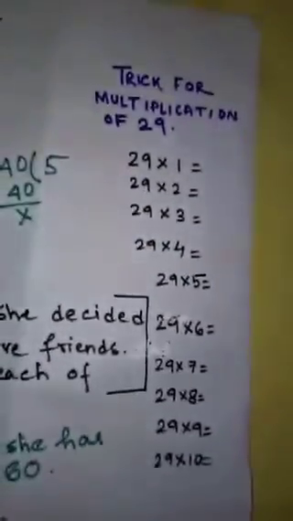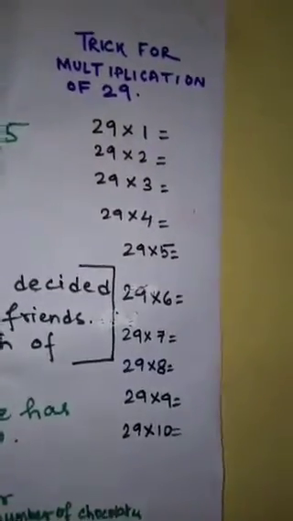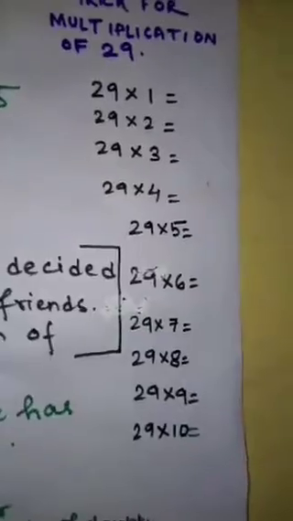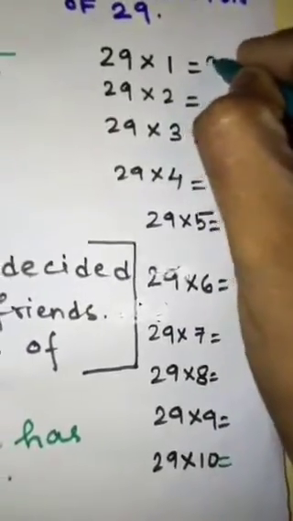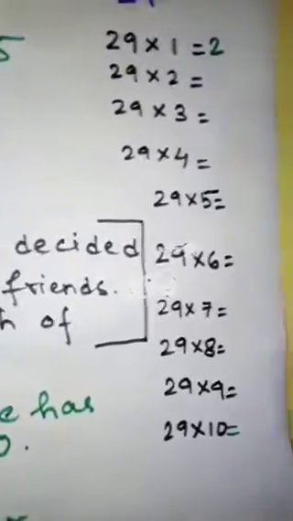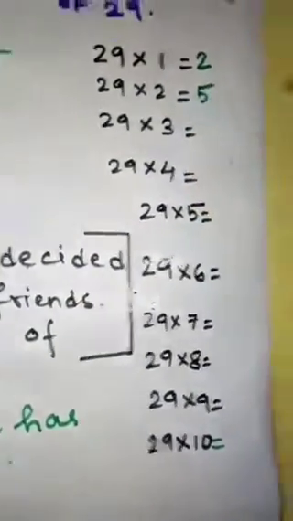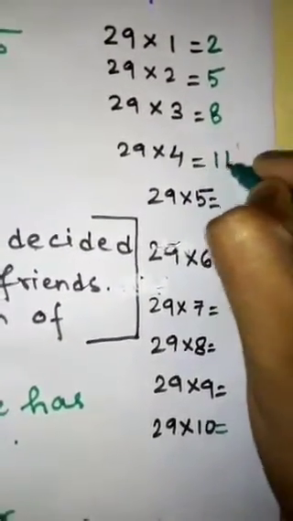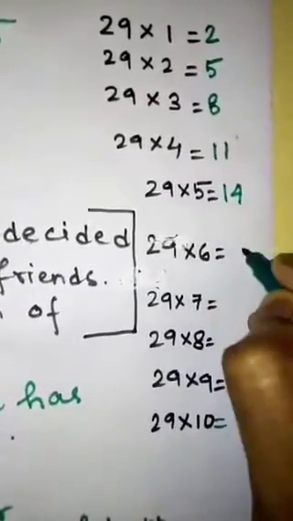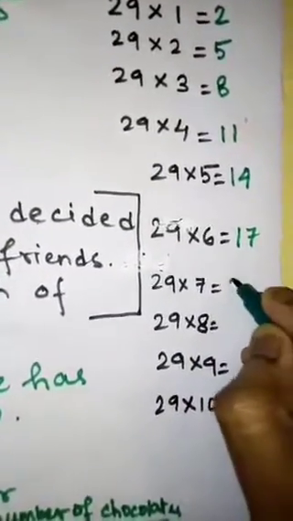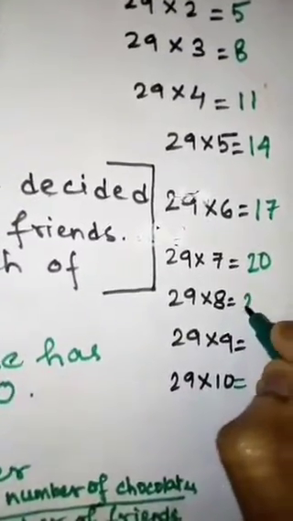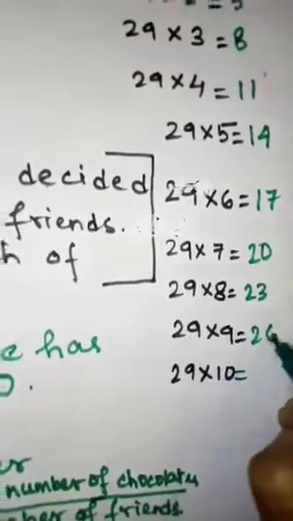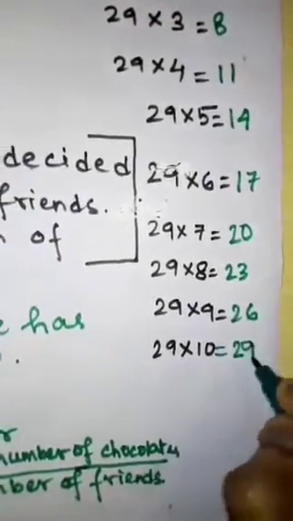Now we move into the trick for multiplication. Now in order to multiply by 29 very easily, there are a few tricks. First, you write down the digit 2, then add 3 more to it and write down the next digit, that is 5. Add 3 more to the 5 and get the next digit, 8. Add 3 more, you will get 11. Add 3 more, you will get 14. Add 3 more, you get 17. More 3 added, you get 20. More 3 added, you get 23. More 3 added, you get 26. And more 3 added gives you 29.